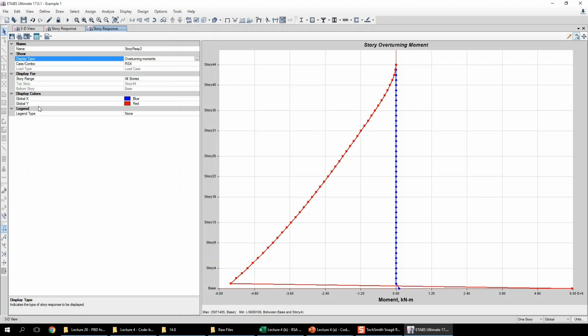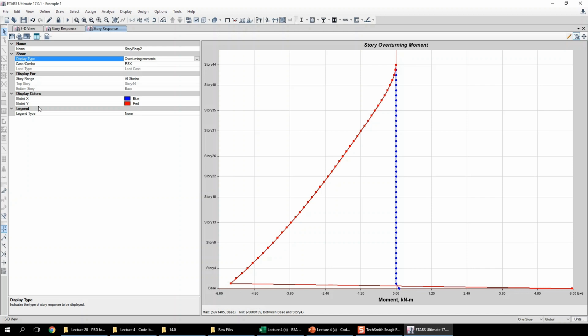One more important thing which you should note here is that when I select the overturning moment for the case of response spectrum in x direction, the moment is about y direction. So the moment shown here is in global y direction, so it is a red line. And obviously when the force is applied in x direction, the building will overturn and rotate about the y direction. So we will have this red graph now instead of the blue line.